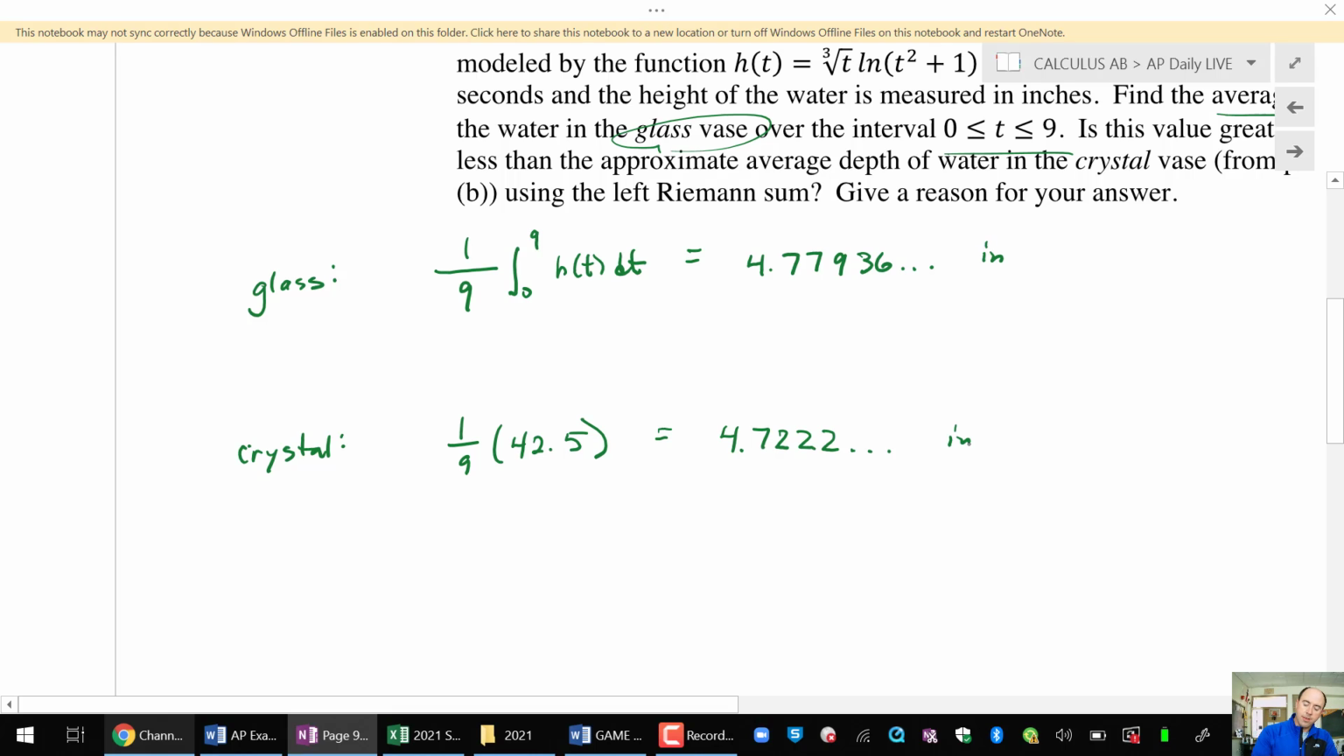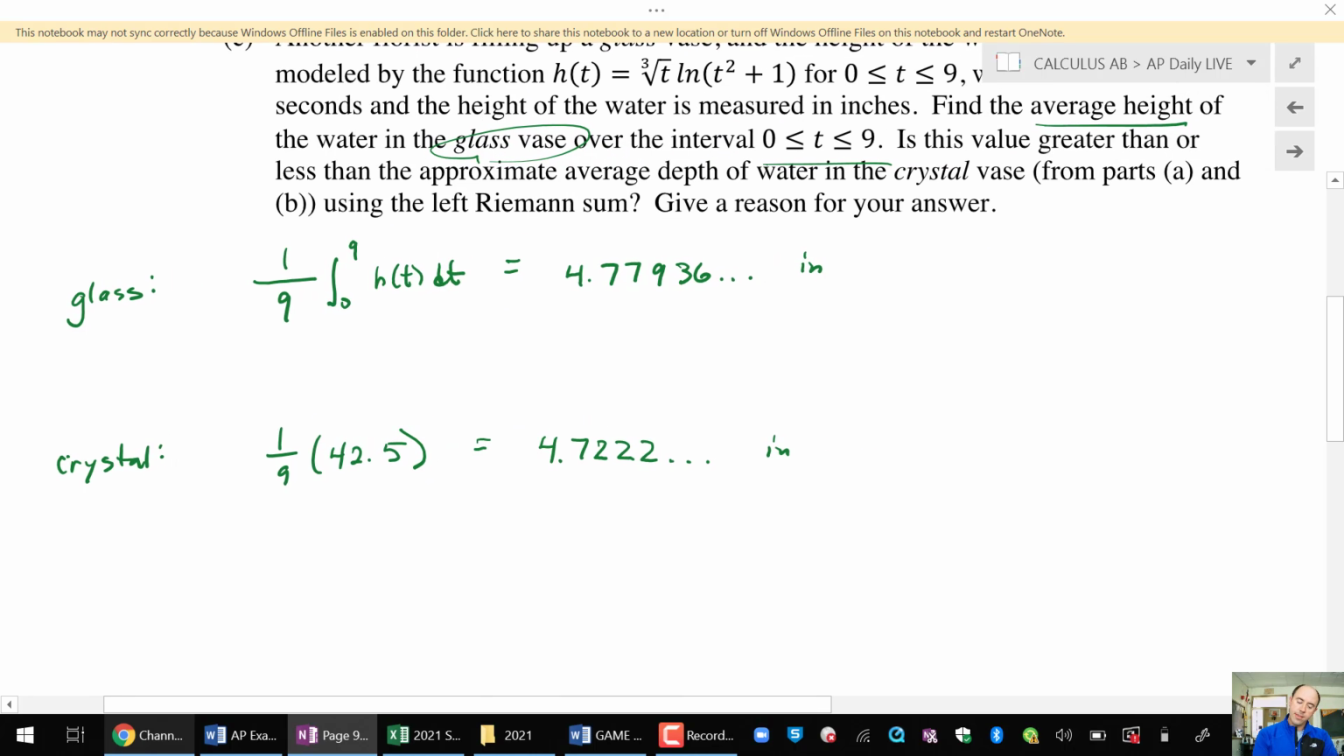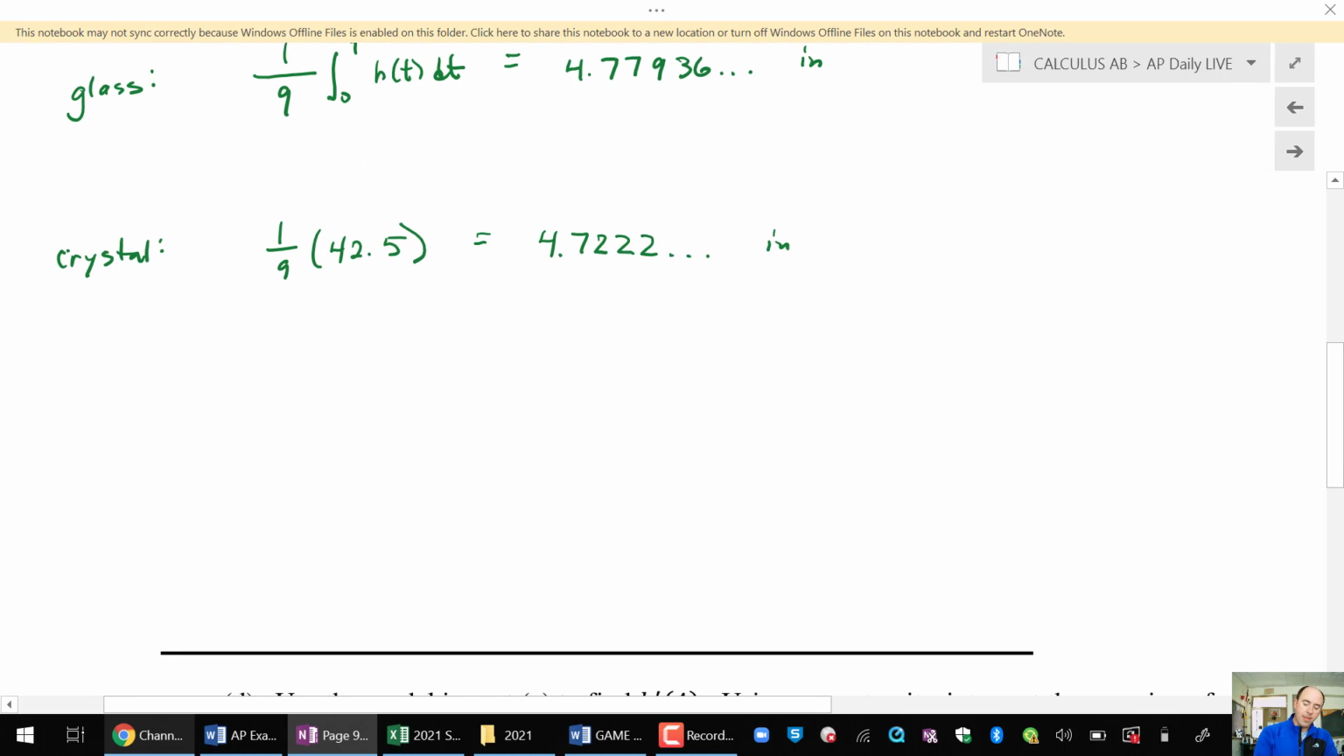inches. So it says which one is greater. So the average height of the water is greater in the glass vase.